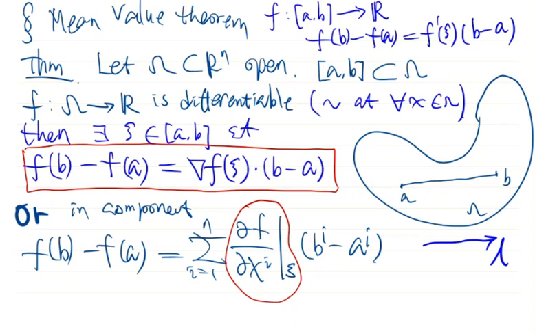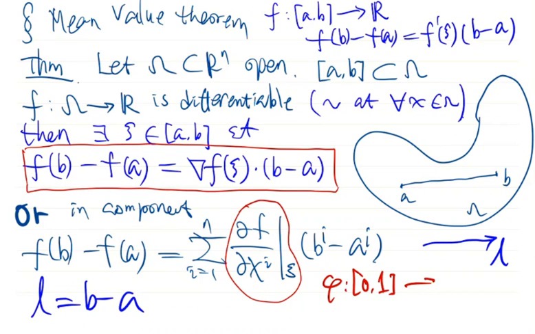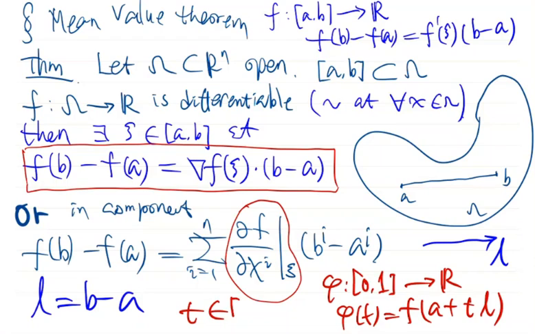For simplicity, we denote b minus a by L. Then from our function f, we can construct a new function phi defined on the interval [0, 1]. Phi(t) is f(a plus tL). You see, when t runs in the interval [0, 1], a plus tL is a point in the segment.